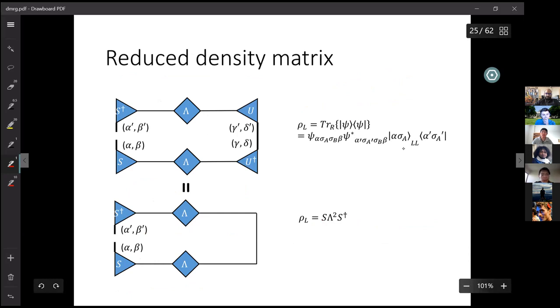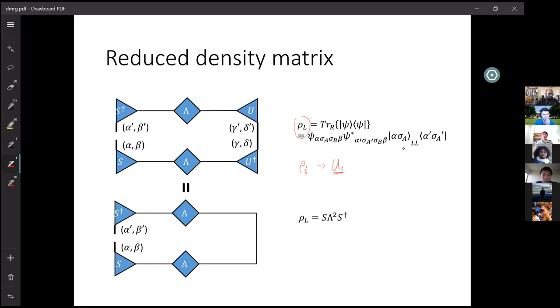Now I want to make the connection to the density matrix renormalization group. There, when we do the truncation, we look at the reduced density matrix. In fact, these give you the same result. Previously we diagonalized the reduced density matrix, found its eigenvalues and the corresponding eigenvectors, and used those eigenvectors as the basis for half of the system.